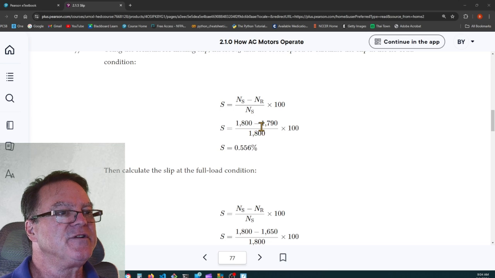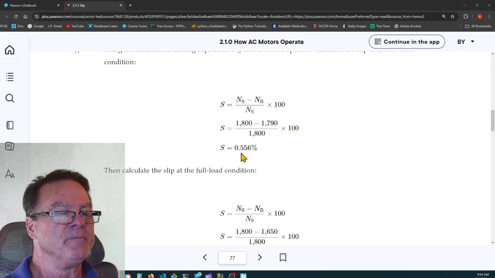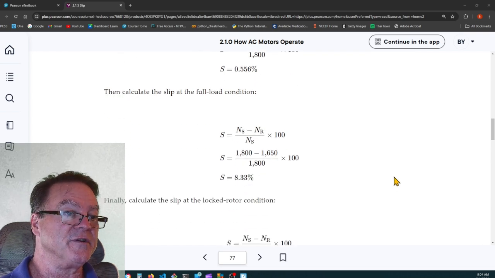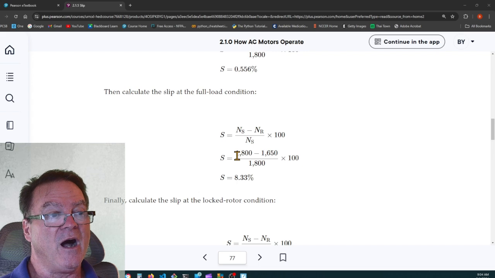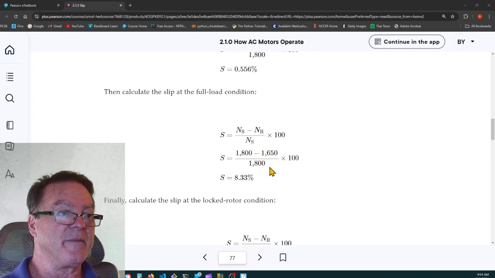So here 1800 minus 1790 is 10. 10 divided by 1800 times 100 is 0.556%. Less than 1% slip under no load condition. On a full load condition, 1800 minus 1650 divided by 1800 times 100 is 8.33% of slip.